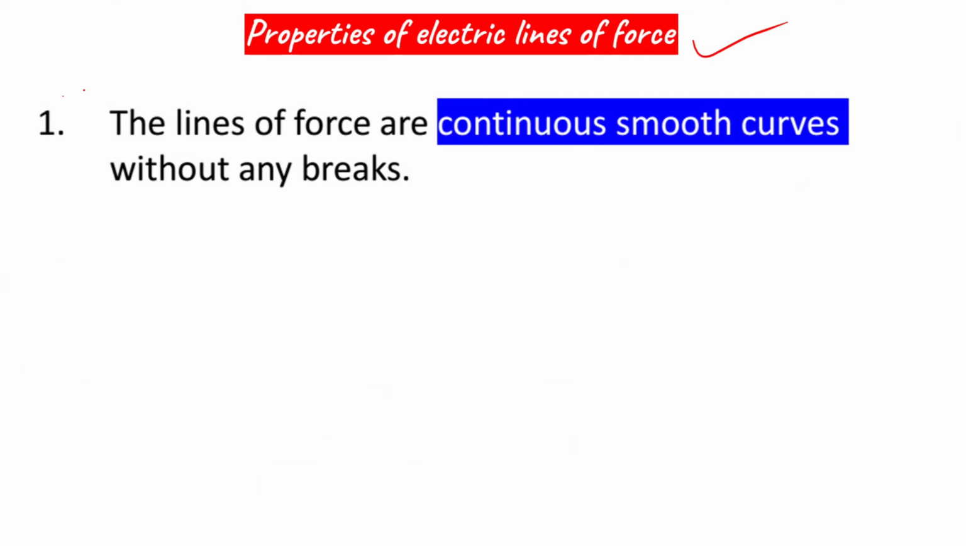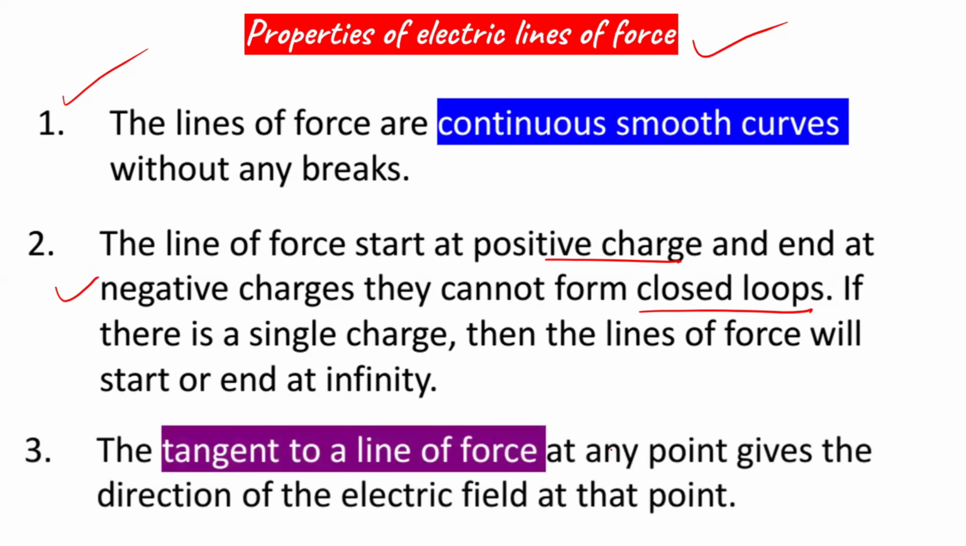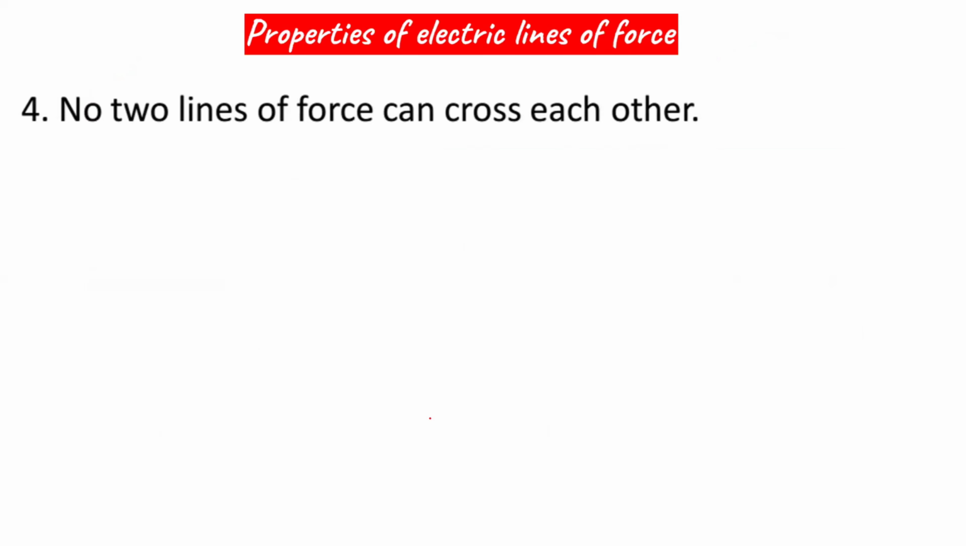Okay, now there are different properties of electric lines of force. So let us do them one by one. First, the lines of force are continuous smooth curves without any breaks. Second, the lines of force start at positive charges and end at negative charges. They cannot form closed loops. So if there is a single charge, then the line of force will start or end at infinity. Third, the tangent to a line of force at any point gives the direction of the electric field at that point. Similarly, fourth, no two lines of force can cross each other.